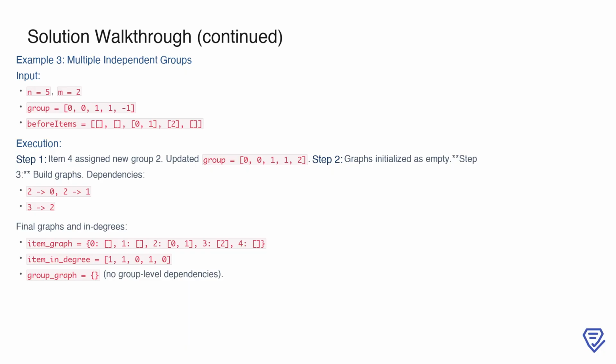When we attempt to perform a topological sort on the items, we find that it's impossible to proceed because there are no nodes with an in-degree of 0 to start the process. This confirms the presence of a cycle, making it impossible to sort the items while respecting the dependencies. As a result, the algorithm returns an empty array as the final output.